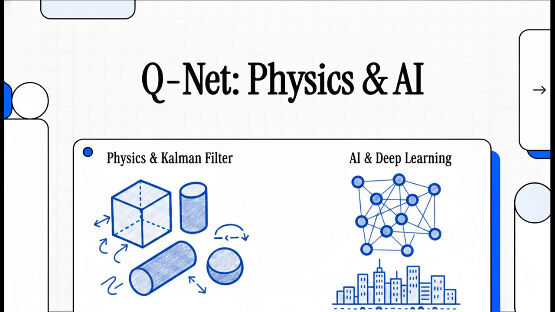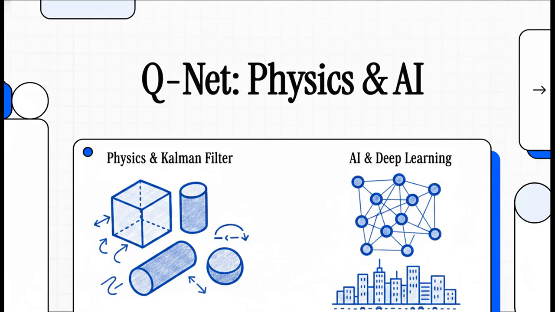On the other side, we have deep learning black boxes. Sure, they can map almost any nonlinear relationship if you just drown them in enough data, but they offer zero physical interpretability and they notoriously fail to generalize spatially. So today, we're diving into a fascinating framework called QNet that frames this exact tension around a classically brutal civil engineering problem, urban traffic queue estimation.